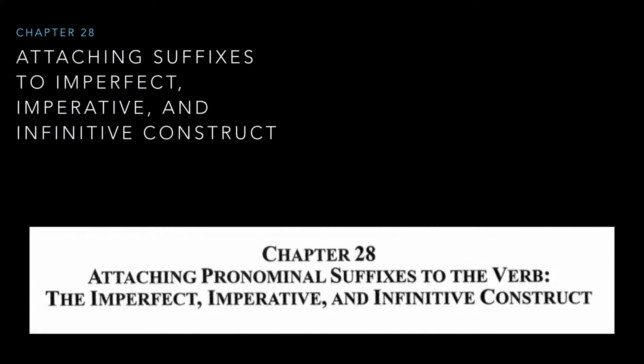So last week we were attaching suffixes to the perfect. Now we're going to attach suffixes to the other verbal tenses. And with the imperfect, there's a few things that we want to get down. The steps are going to be very similar. We've got to know the protoform. We want to establish the accent, and then we need to know what vowel reduction pattern we're going to use.